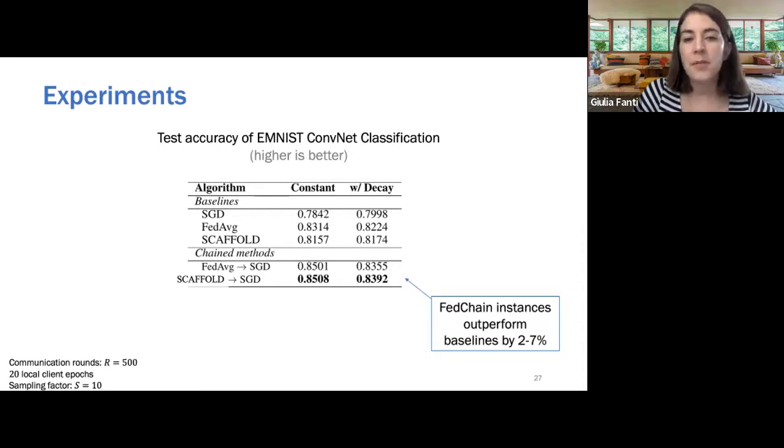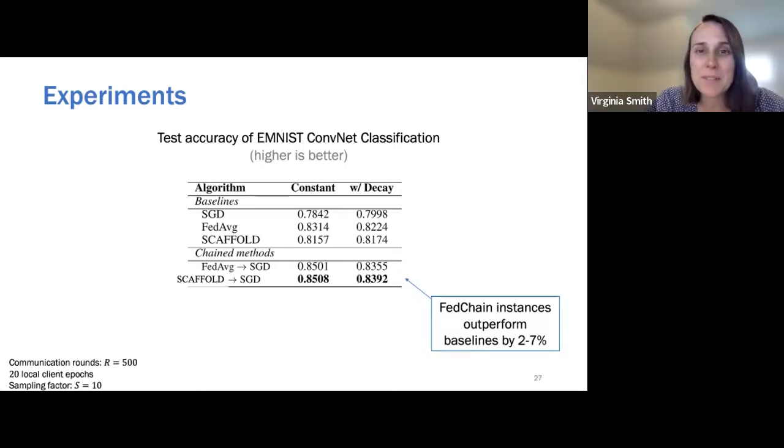And in particular, what we were seeing was that FedAvg or SCAFFOLD, local methods, are pretty good for most of the optimization. But then towards the end, if you transition to a global method, it gives you an additional bump of a few percentage points.